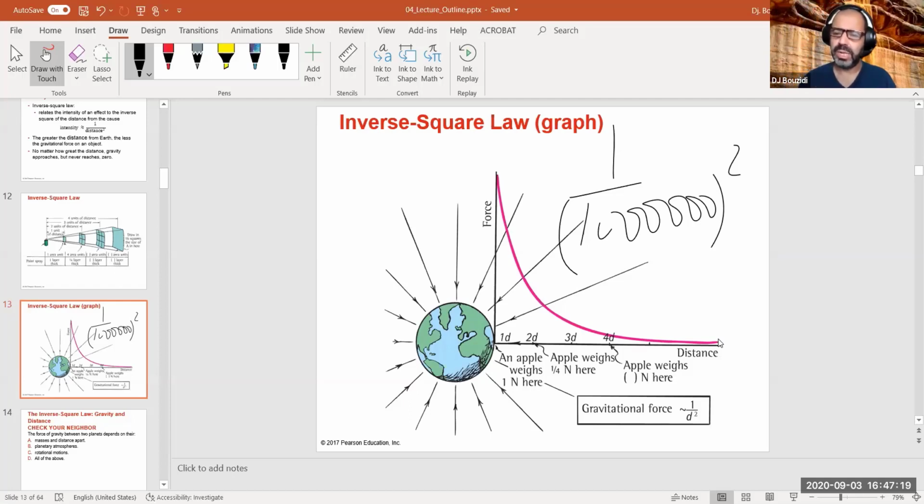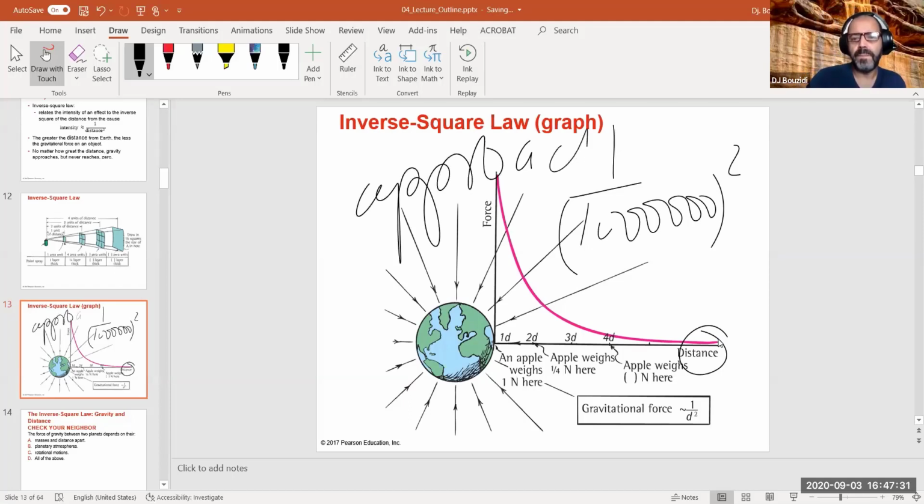That's my point initially. That's why you see here on this edge, it never touches the x-axis. The force is not going to be zero, but rather approaches zero. That's the word that we use, approaches zero, as you move away and away from it.